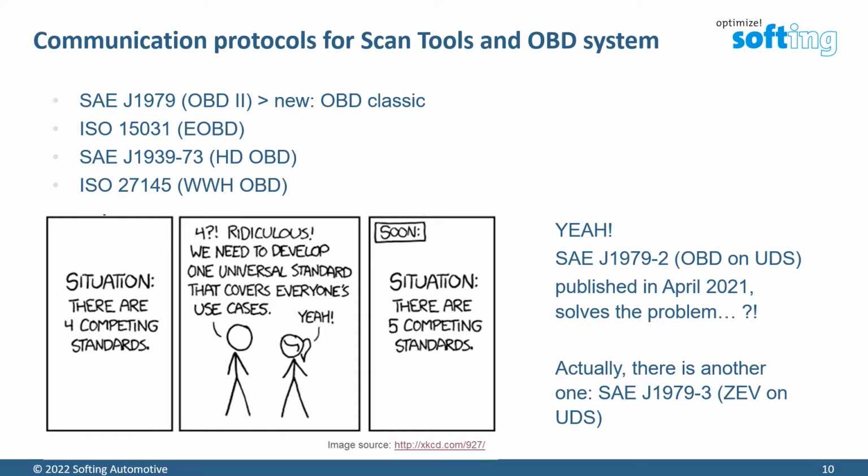That's ridiculous. I think we need to develop one universal standard that covers everyone's use cases. Yeah, let's go for it. As a result, SAE J1979-2 has been published in April 2021. So we have 5 instead of 4 competing standards. And actually there is another one, the SAE J1979-3, which is made for ZEV, zero emission vehicles on UDS.